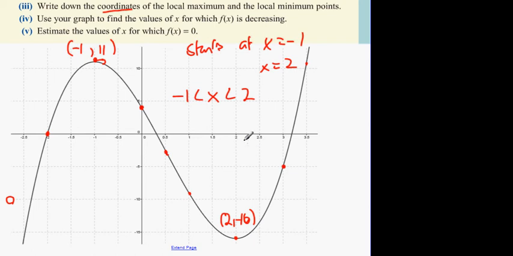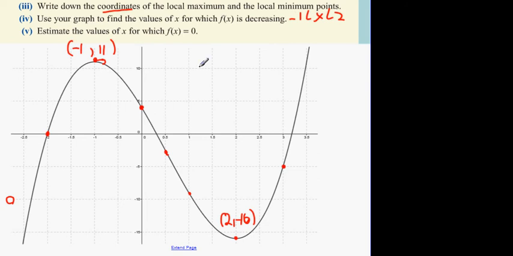Estimate the values of x for which f of x equals 0. What does f of x equals 0 mean again? Just to make sure we have the point, the answer for part 4 is -1 less than x less than 2. Okay? Now we're on to part 5.